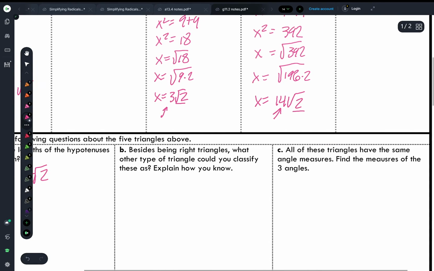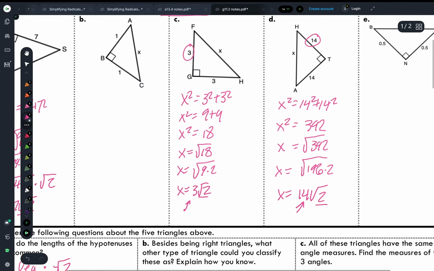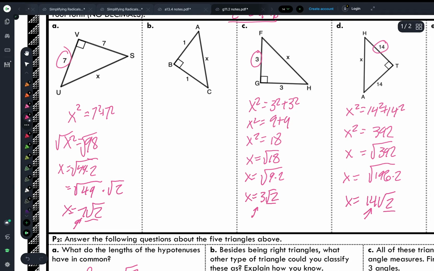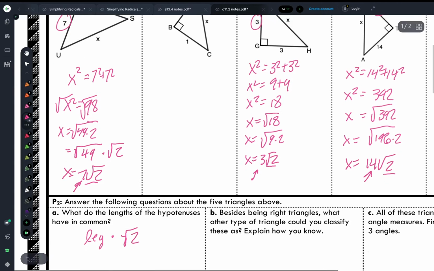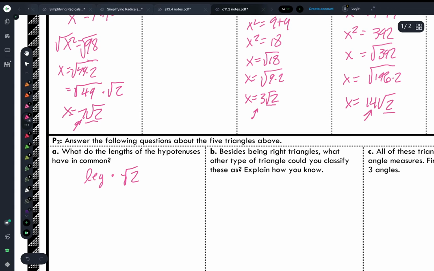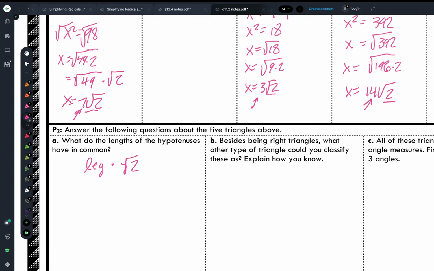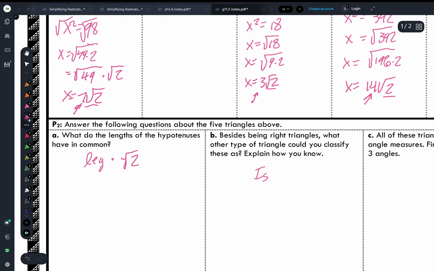Besides being right triangles, what other types of triangles could you classify these as? Let's look at one triangle. Right off the bat, I notice that both legs are 7. They're the same. What does that mean? And this one, let's check it. They're both 3, and this one's both 14. A triangle that has two sides the same length, these are called isosceles. So we can call these right isosceles triangles.